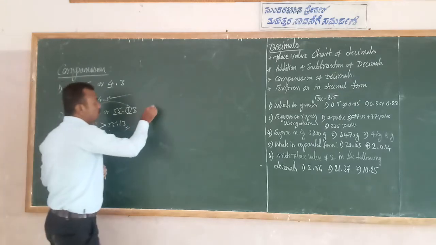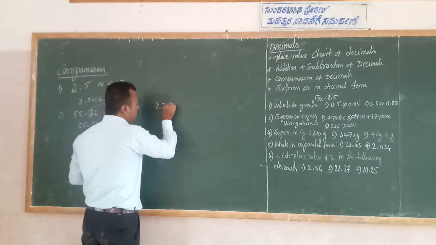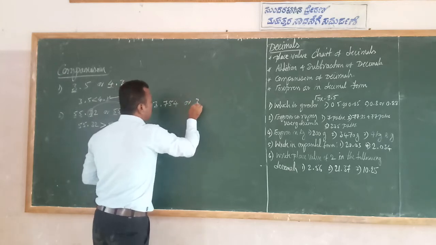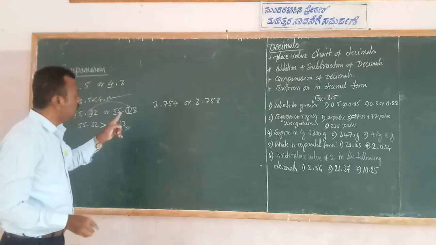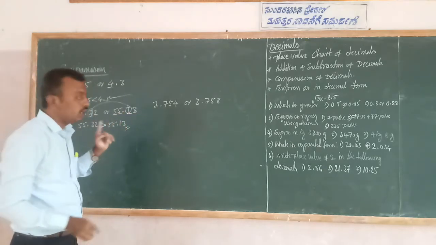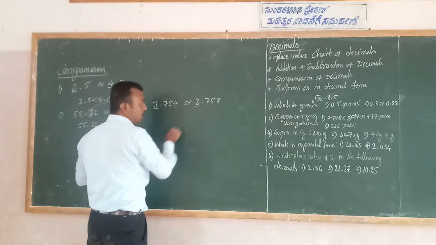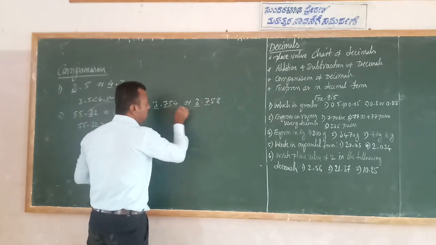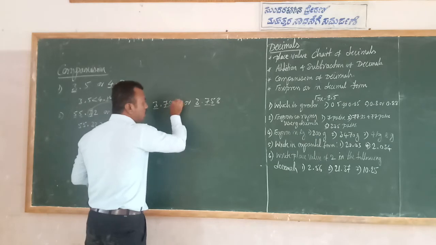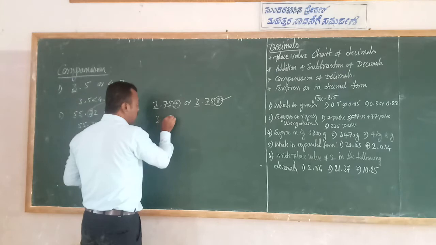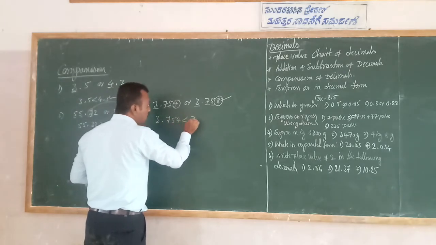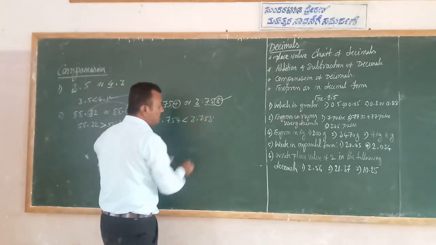Okay. So one more example. 3.754 or 3.758 is there. See, 3.754 and 3.758. So first compare the ones place, same. 10th place is also same, 100th place is also same. See, come to the 1000th place. Here in the 1000th place, this 8 is greater than this 4. That's why 3.754 is less than 3.758. I understood how to compare it.